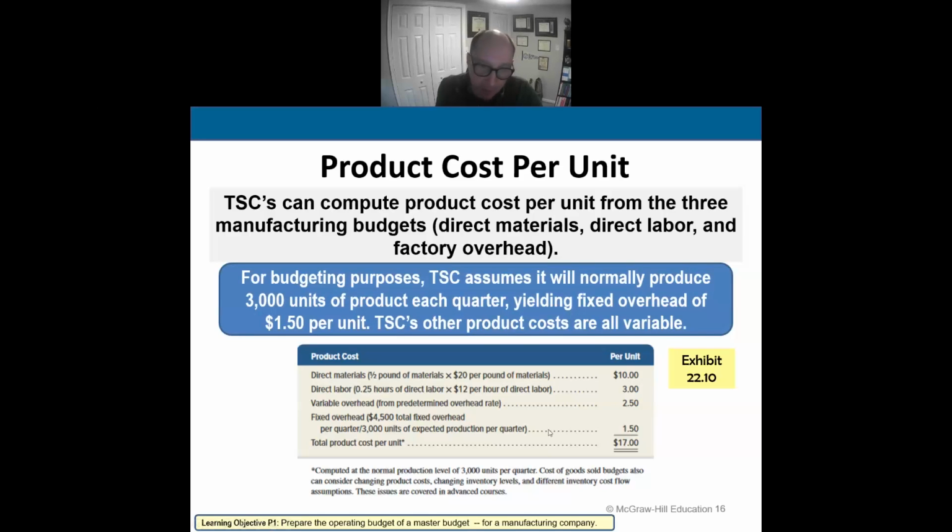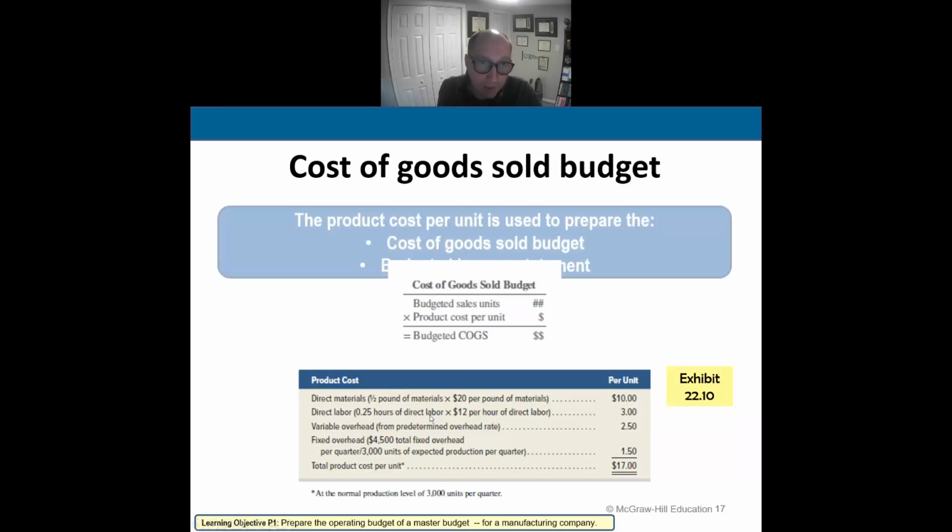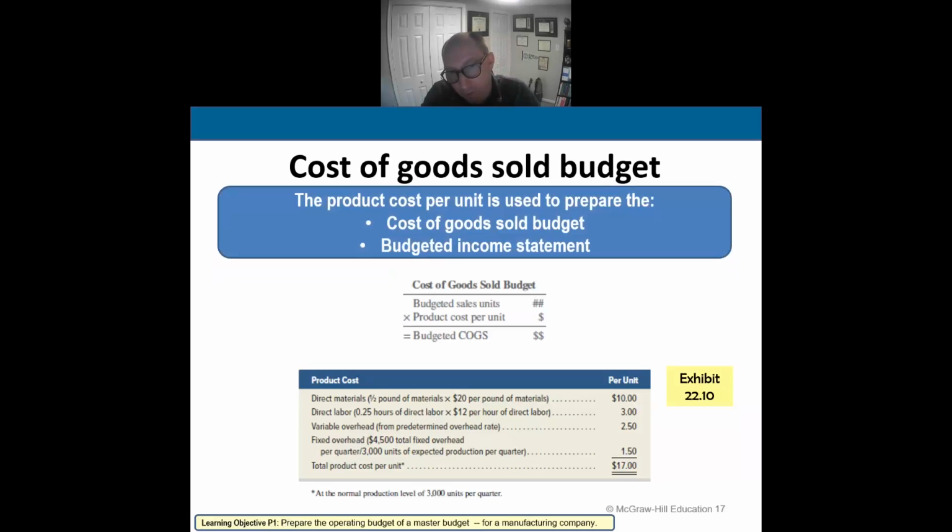So we add direct materials plus direct labor plus variable overhead plus fixed overhead to get total cost per unit. Let's see. So we know that our total cost per unit is $17 based off that information. Now, since we know that, we could also budget for what we call the cost of goods sold budget. This is also known as a budgeted income statement.